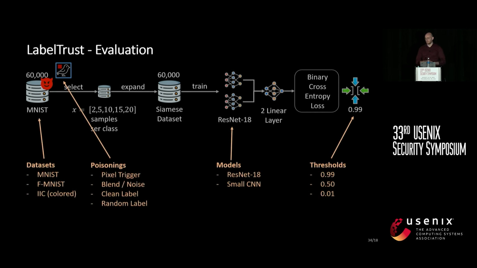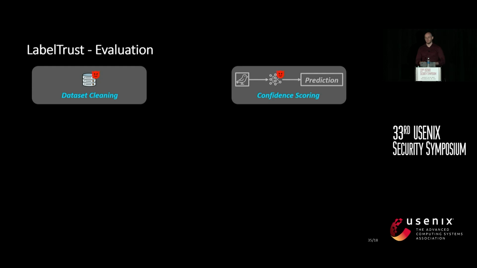So I told you that we tested different setups. You can see that we use different datasets, also a colored dataset, different backdoors, several models for the CMS feature extractor, and also different thresholds. The experiments are consistent in those setups. I only present this one table, but the experiments are consistent. Now we come to the different use cases where we can apply LabelTrust.